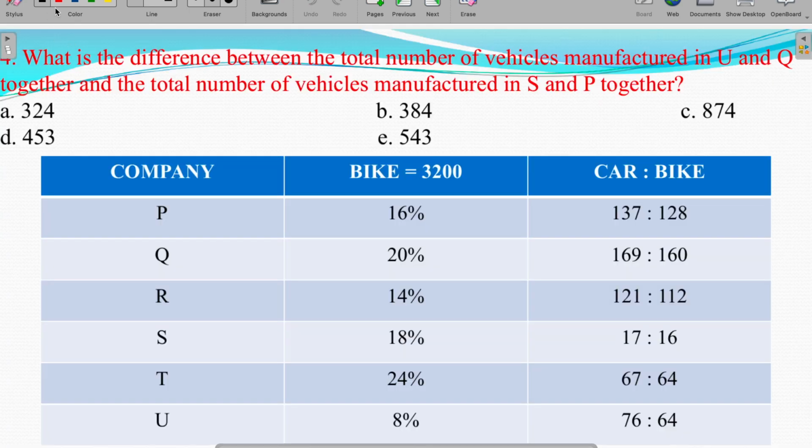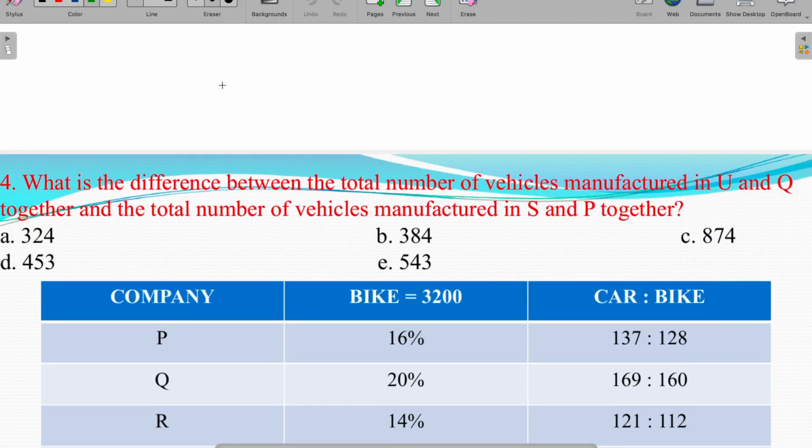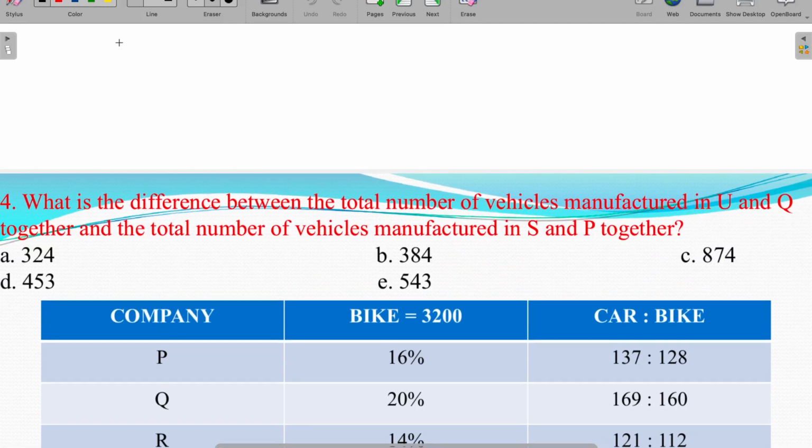Let's take one more question. What is the difference between the total number of vehicles manufactured in U and Q together and the total number of vehicles manufactured by S and P together? This is quite difficult. If you have time, you can solve it. For equations we have tried, no problem.